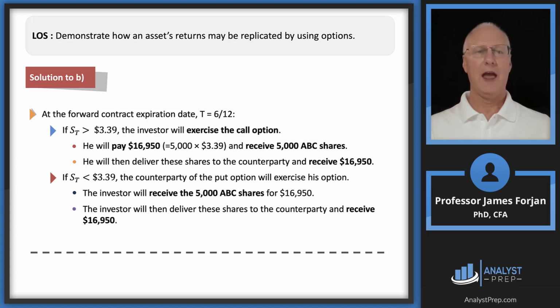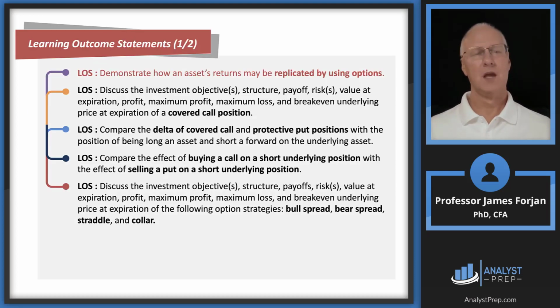So if the stock price at expiration is greater than 3.39, we're going to exercise that call option. We're going to receive 5,000 of those ABC shares, and then we'll deliver those shares. We'll receive the 16,950. If the stock price is less than 3.39, the put option will be exercised, so we'll receive those 5,000 shares for the 16,950, and then we'll deliver those shares and get the 16,950. And that takes us through this first LOS.